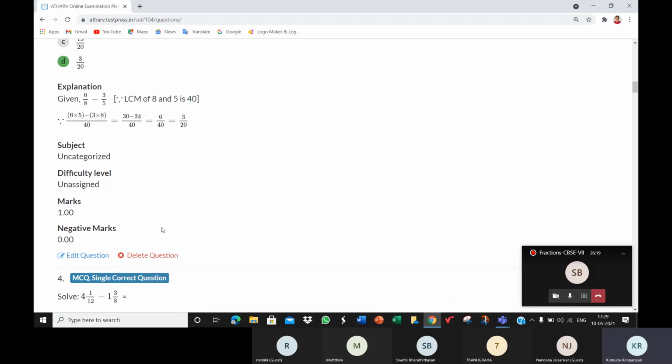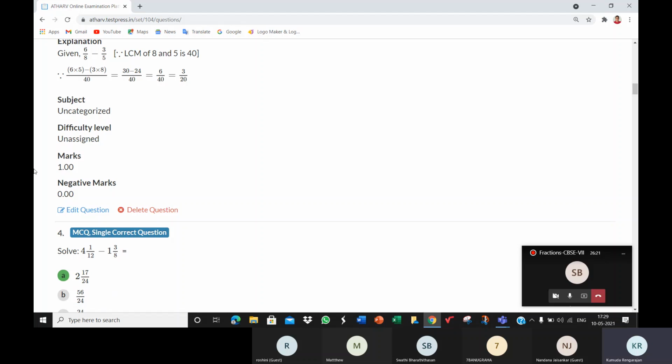Okay, moving on to the fourth one. What's the first step, children? How do we subtract? What is the first step? When you look at a question like this, what is the first thing you will do? We should convert it into. Ma'am, it is unlike, ma'am, so we have to find the LCM, ma'am. Correct, that's correct.